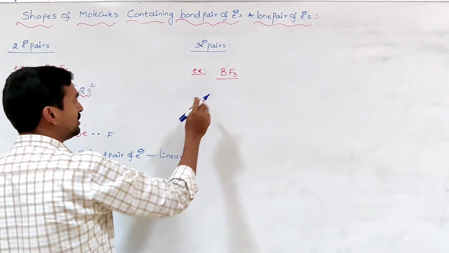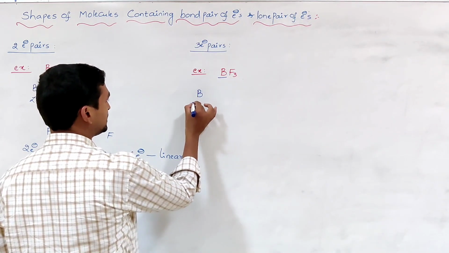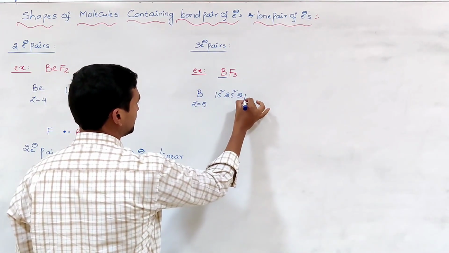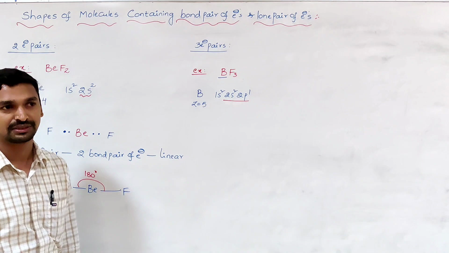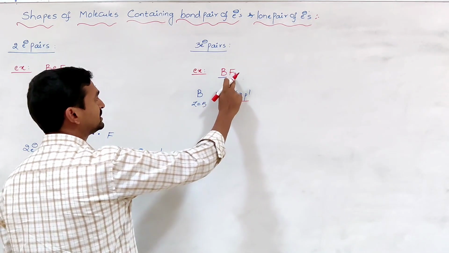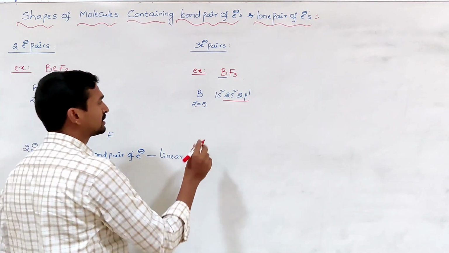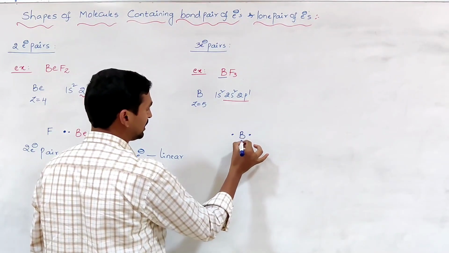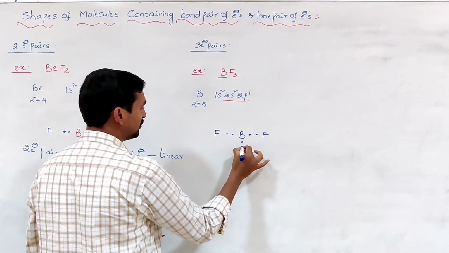In boron trifluoride, the central atom is boron. The boron electronic configuration, you know, is Z equal to 5, 1s2, 2s2, 2p1. How many valency electrons are present? Three valency electrons are present. All the 3 electrons are involved in the bond formation because boron is surrounded by 3 fluorine atoms. No electron is left. All 3 valency electrons participate in the bond formation with each fluorine atom.